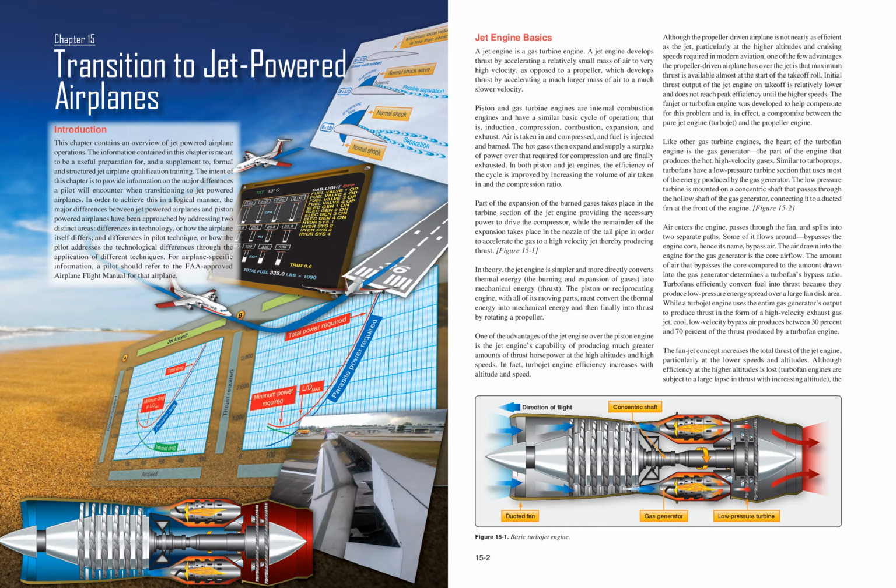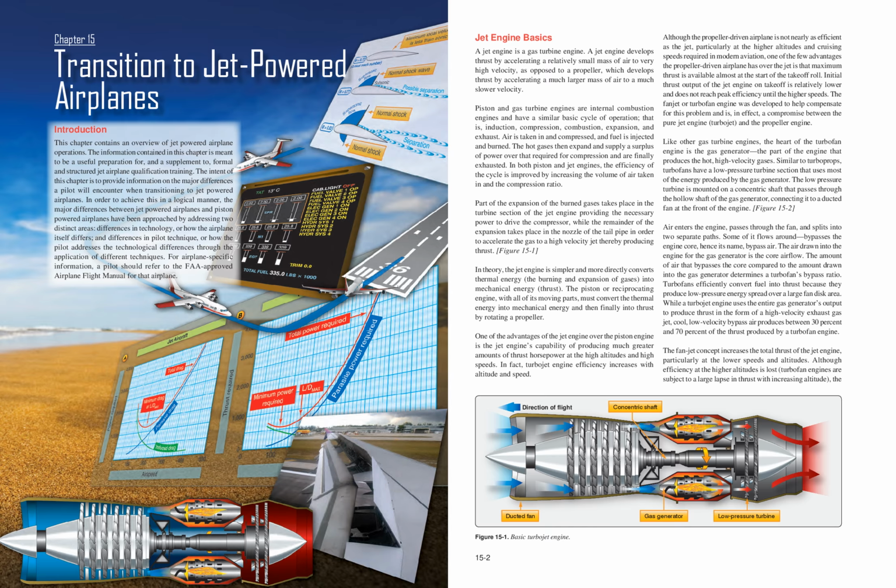Figure 15:1. In theory, the jet engine is simpler and more directly converts thermal energy, the burning and expansion of gases, into mechanical energy, thrust. The piston or reciprocating engine, with all of its moving parts, must convert the thermal energy into mechanical energy and then finally into thrust by rotating a propeller.